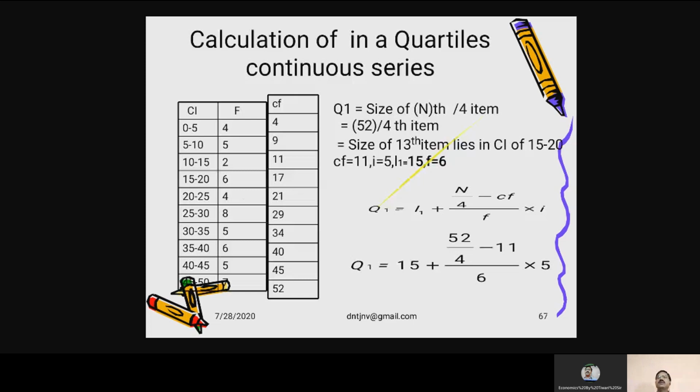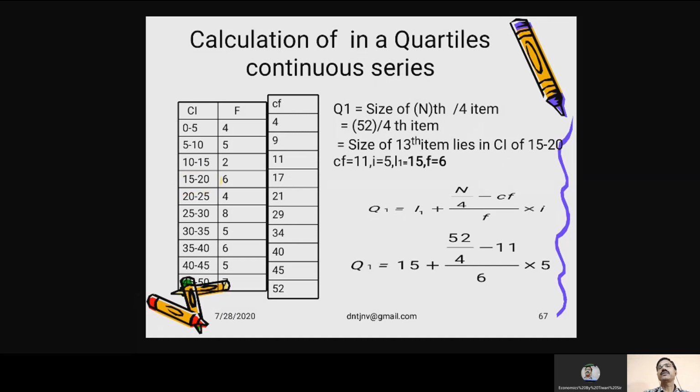Calculation of quartiles in a continuous series. Dear students, you can calculate by using the method as you did in your median. In the same way, you have to find out Q1 and Q3. In place of 2, you can write 4 only. So in this particular question, find out CF first of all, and after finding CF, you will be able to do this. Q1 is nothing but the size of the n by 4th item. 52 by 4th item, that means the 13th item lies in 15 to 20.